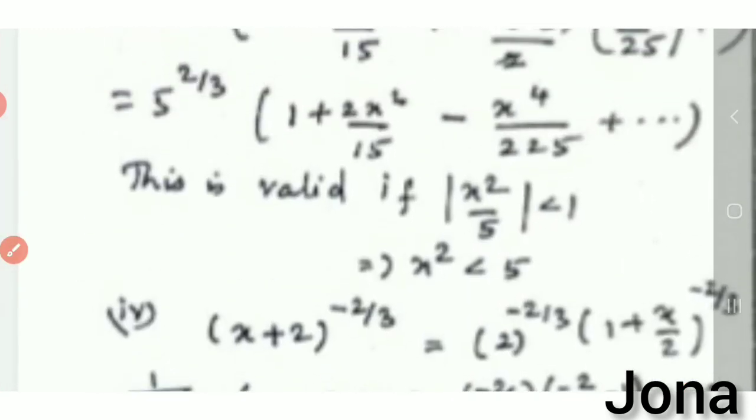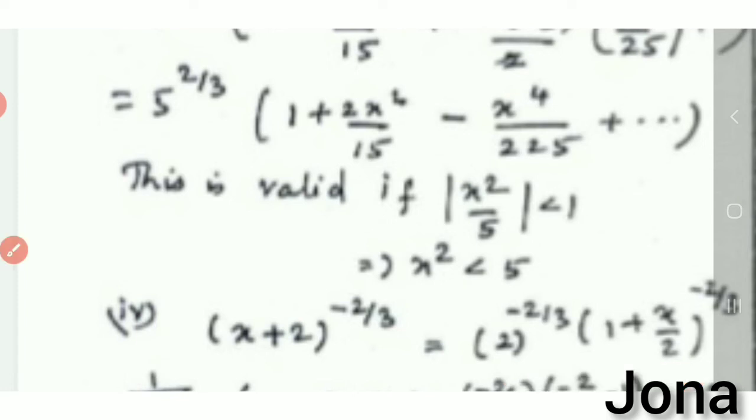So this is valid if, in this bracket, instead of x we have, modulus of x²/5 less than 1. Multiply this, we will get modulus of x² less than 5. So we can have this as modulus value here. We can put modulus of x² less than 5.